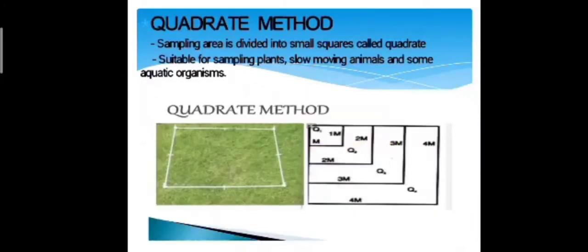Second is the quadrat method. The sampling area is divided into small squares called quadrats, suitable for sampling plants, slow-moving animals, and some aquatic organisms, as you can see in the example picture below. The quadrat method is used to sample sessile organisms using a square in which all individuals are counted. Extrapolation of the data to the entire habitat results in a population size estimate.